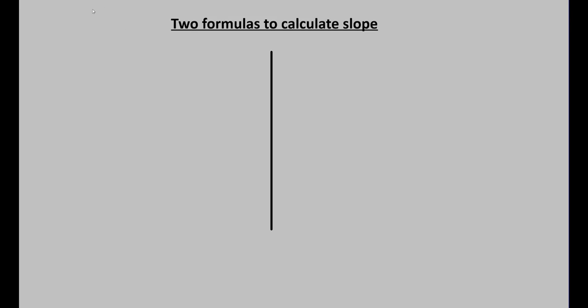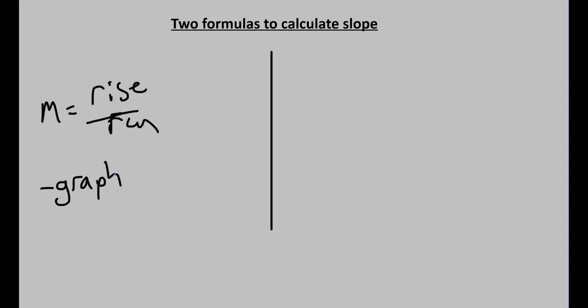So if you recall, earlier in the year, there were 2 formulas to calculate slope. We have been using the first one a lot, rise over run, for our graphing. And this is mainly used when you're given a graph, because then you could count from the y-intercept, like 1, 2, 1, 2, or whatever it was. So that one was really useful.